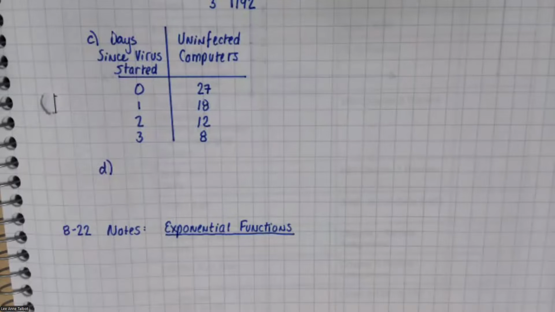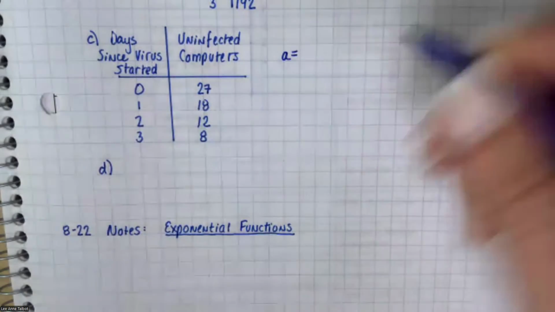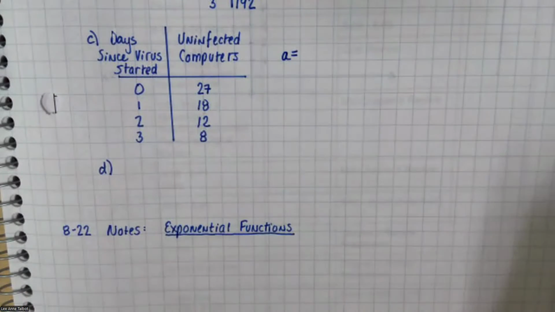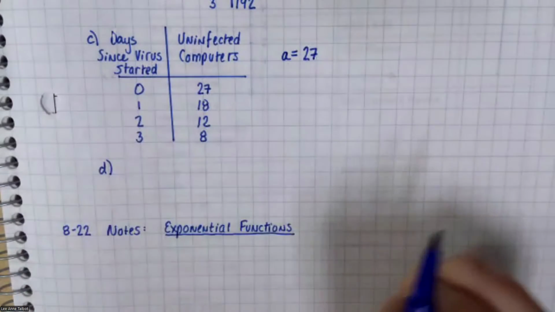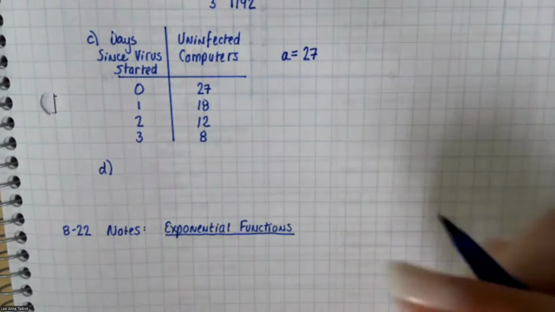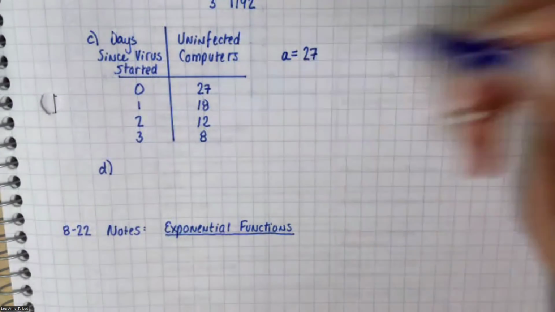Oh crap, I think I accidentally answered that one. I think it's 8 computers. Oh well. Okay, so let me ask you guys some questions. What is A in this table? 27. And what does that represent in the situation? The number of computers total, because on day 0, they were all fine.